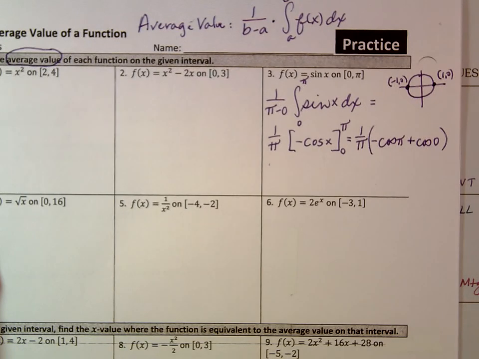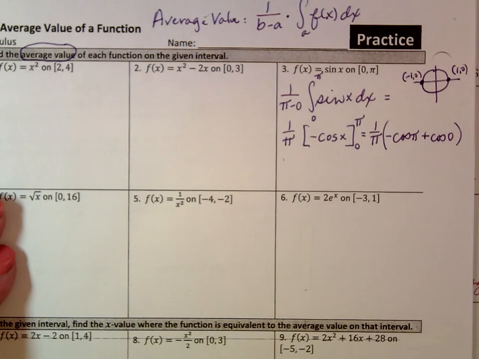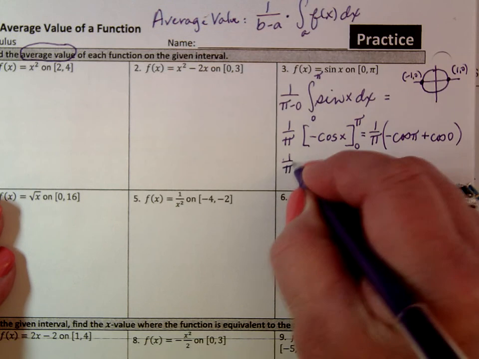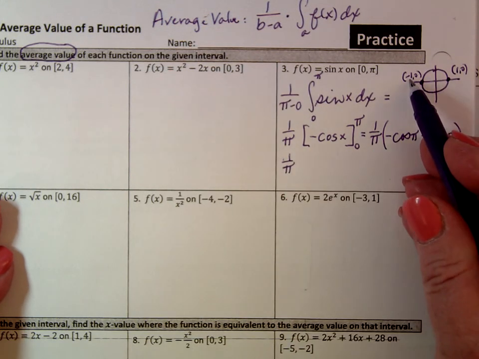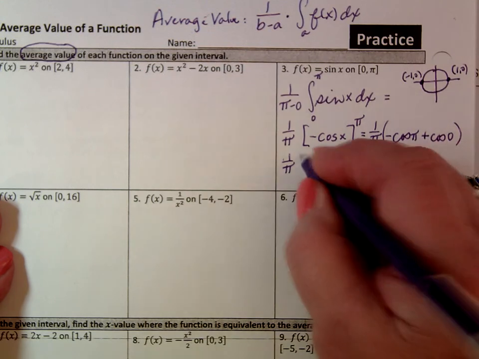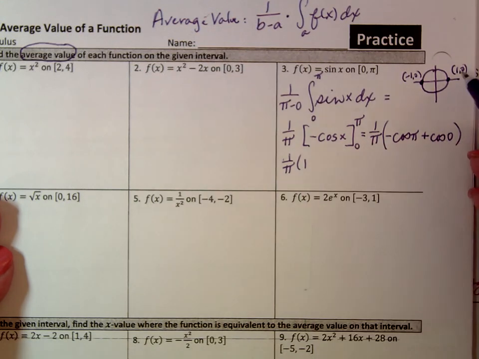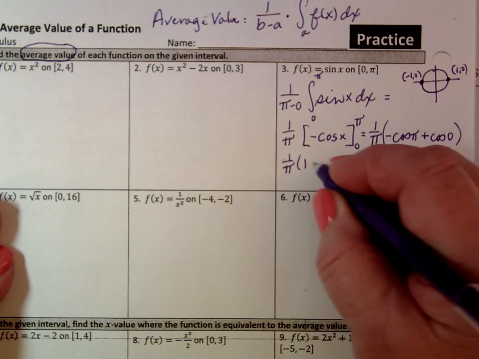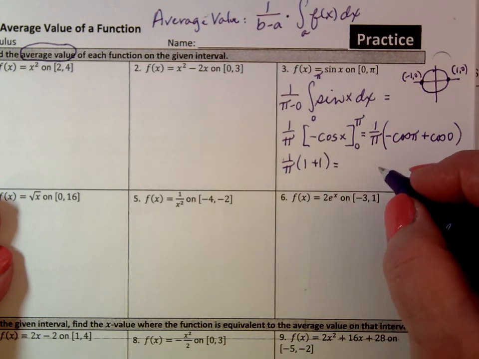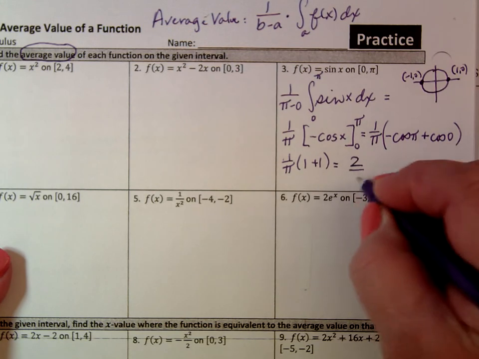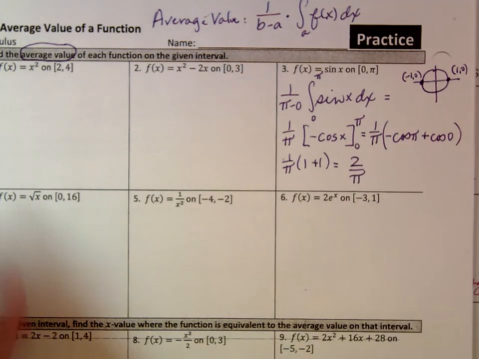So if I do that, I've got 1 over pi. The cosine of pi is negative 1, but it's a negative 1, so it's really a positive 1. And the cosine of 0 is just a 1. So I've got 1 plus 1. Oh, look at that. 1 plus 1 is 2. And so I get a final answer that is 2 over pi. So there is number 3, asking you for an average value.